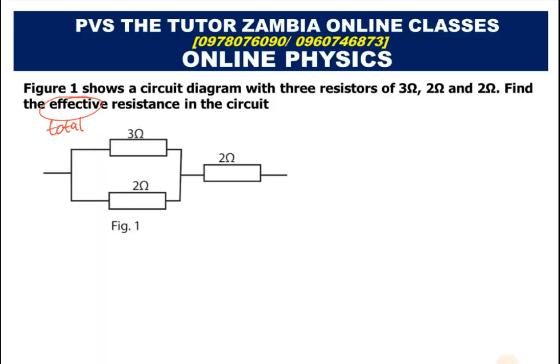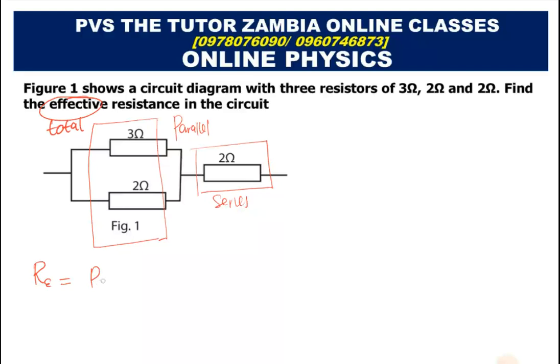Now, how do we find total resistance? So we have to break this circuit into 2 parts. We have one resistor in series, and we've got two resistors in parallel. So we deal with them like that. So we have effective resistance equal to the resistance in parallel plus resistance in what? In series. So let us find resistance in parallel.